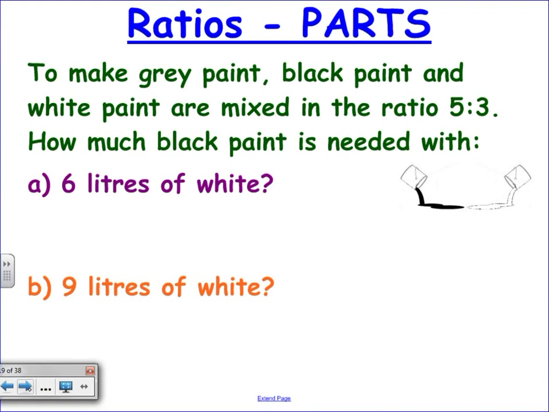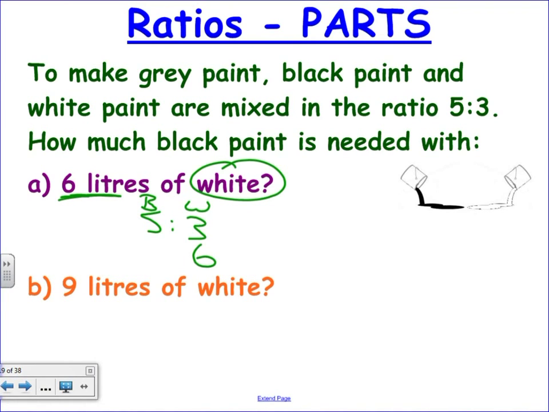So what are we talking about? 5 and 3. 5 and 3 for what? Don't forget to label them. Black and white. So we're talking about paint, split up in the ratio 5 to 3, black to white. Underneath white, you need to write... Good. So we're given 6 litres of white. So the 6 needs to go under there.